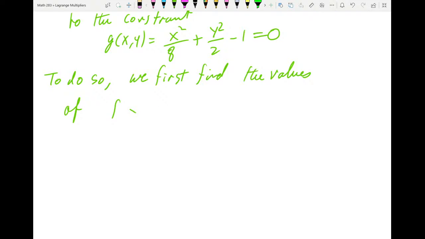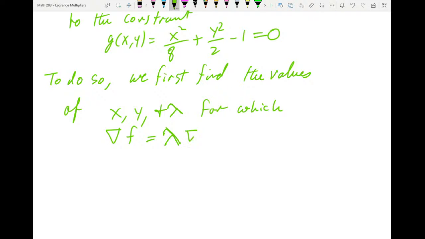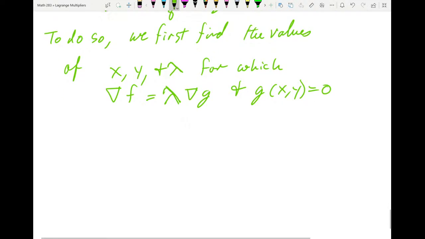Values from these equations, we have to find x, y, and lambda for which g of x, y equals 0. Okay, so let's look at the gradient equation.